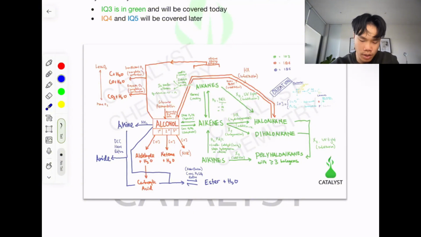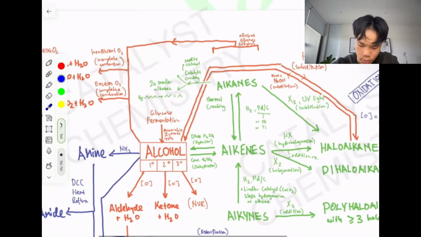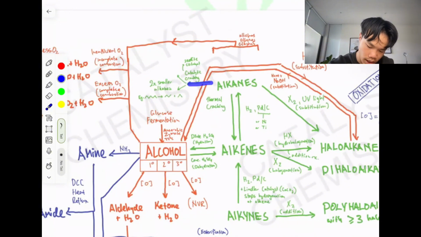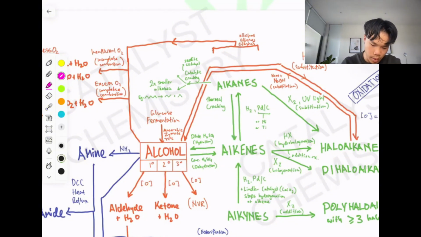If they tell you something about cracking, it basically means that you're breaking an alkane into two smaller pieces, where either you have two smaller alkanes or you have an alkene and an alkane. The one where you just have two alkanes is called catalytic cracking, and thermal cracking with high temperature forms an alkane and an alkene. So that's the only way you can go from an alkane to an alkene, through thermal cracking.